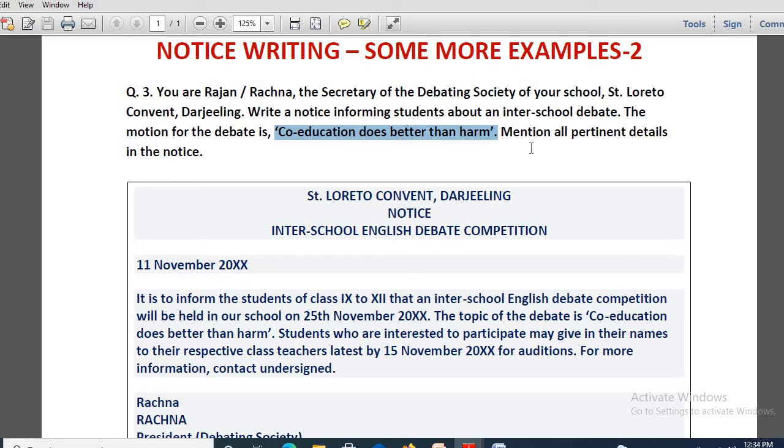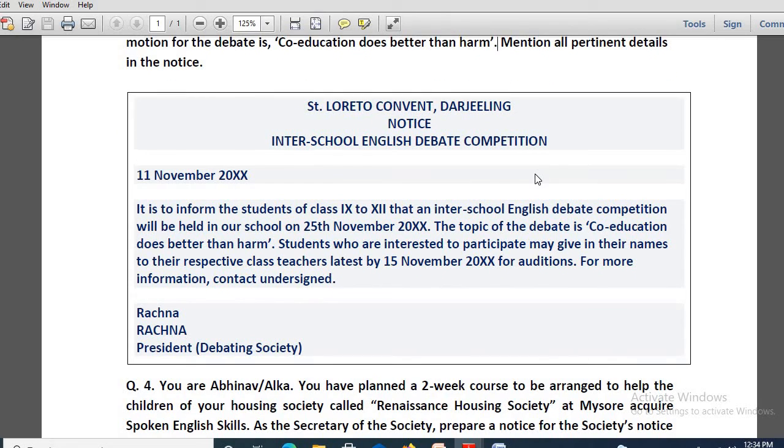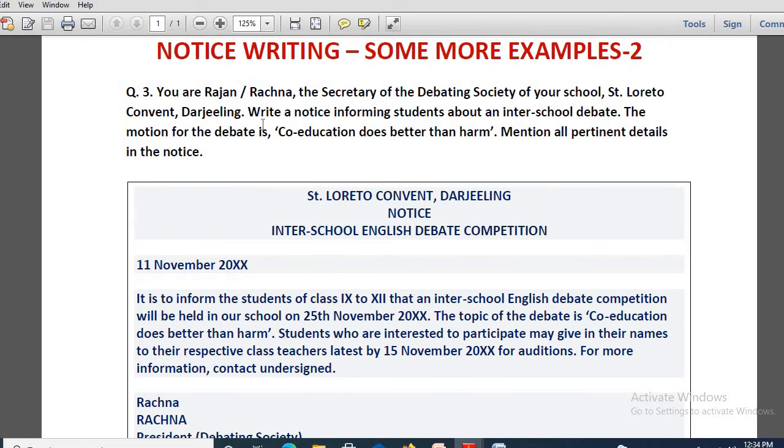Mention all pertinent details in the notice. Pertinent means mention all the important details. Whatever important details are there, you have to mention in that particular notice. So how will you proceed? See, it is written St. Loreto Convent, Darjeeling, then it is written notice, then obviously inter-school English debate competition, that is already mentioned. Inter-school debate contest, so that one you will be writing.